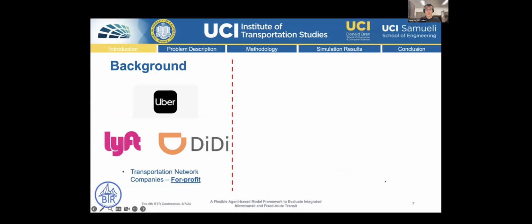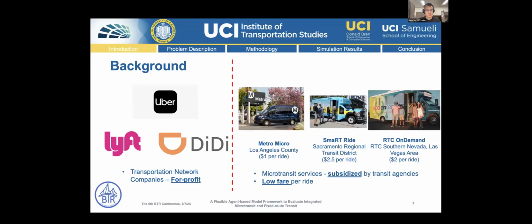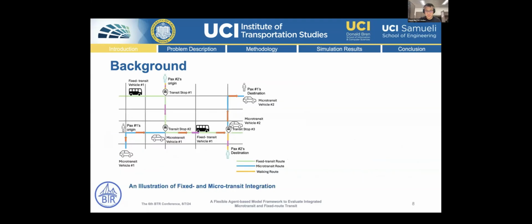So let's distinguish a little bit between the transportation network company and microtransit. A transportation network company is for profit, but microtransit is usually heavily subsidized by transit agencies. For example, Micrometro is $1 per ride, Smart Ride is $2.5, and the one in Las Vegas is $2 per ride. So it's a pretty low fare.